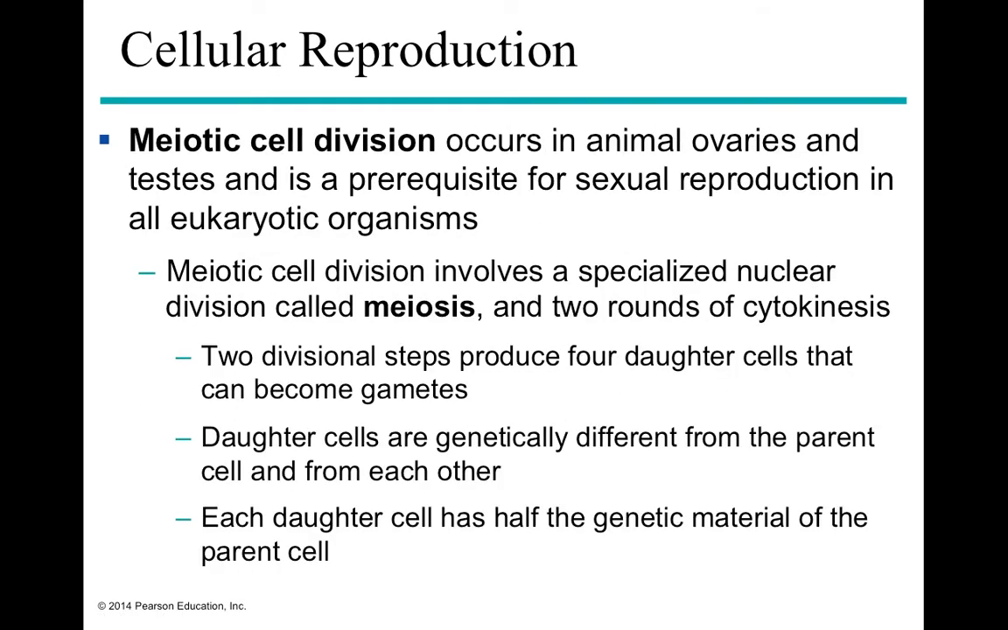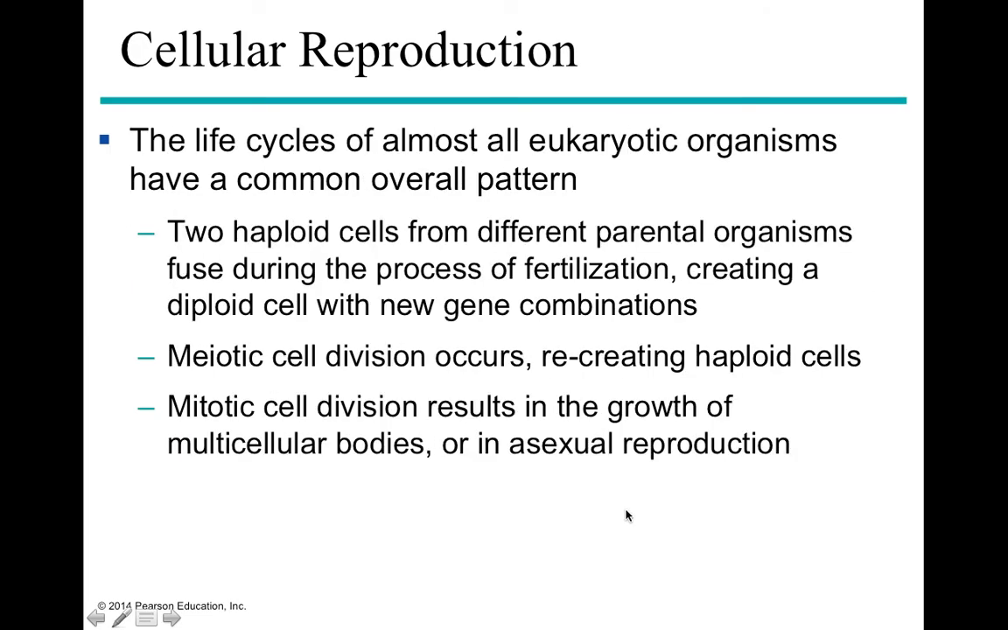So just to summarize, meiotic cell division is going to occur in specialized organs, ovaries and testes, and it's going to create specialized cells, sperm and eggs, which are a prerequisite for sexual reproduction for eukaryotic organisms. And meiotic cell division undergoes 1 set of replication and 2 rounds of division. So 2 division steps produce 4 daughter cells that become gametes. They are genetically unique and only have half of the information, so they are haploid.